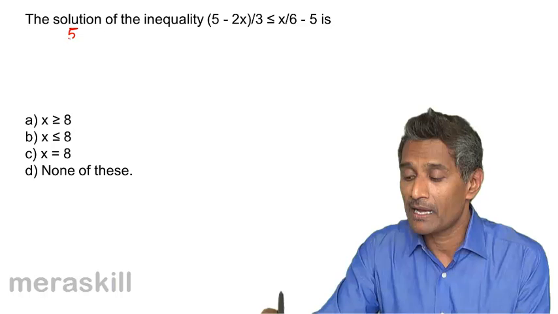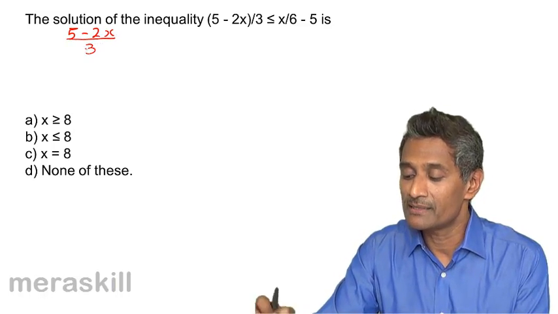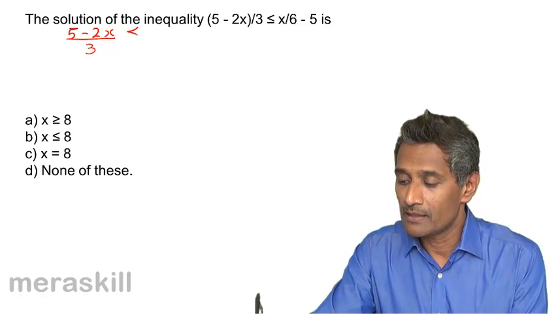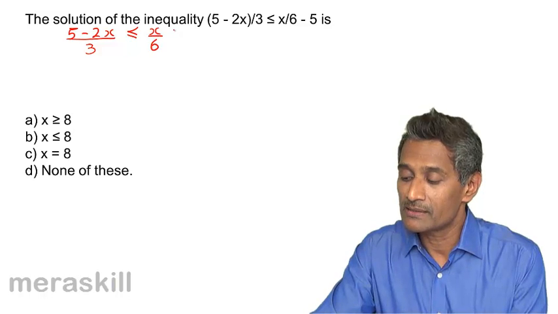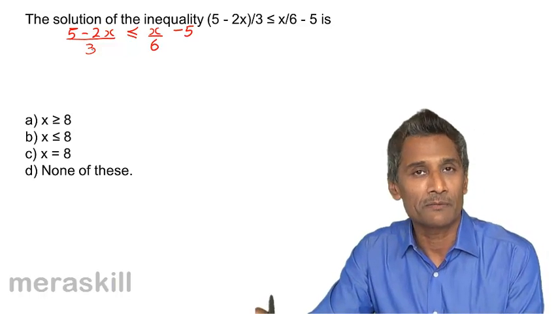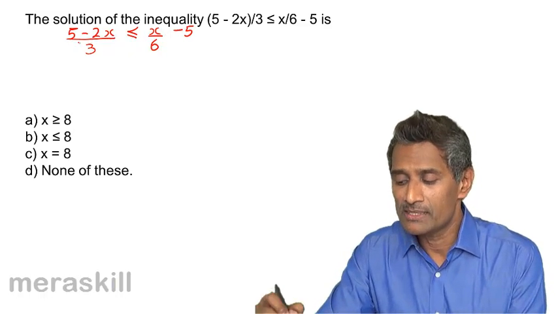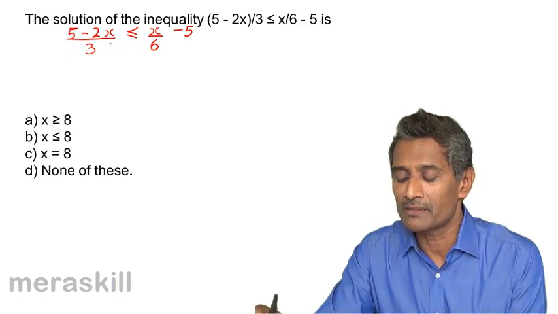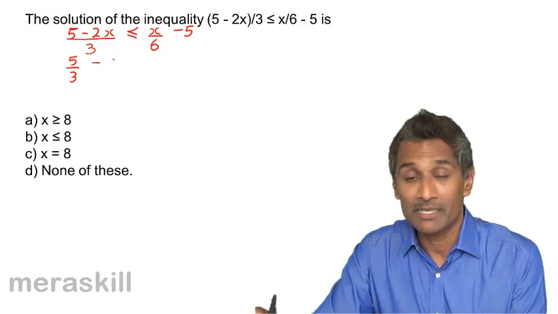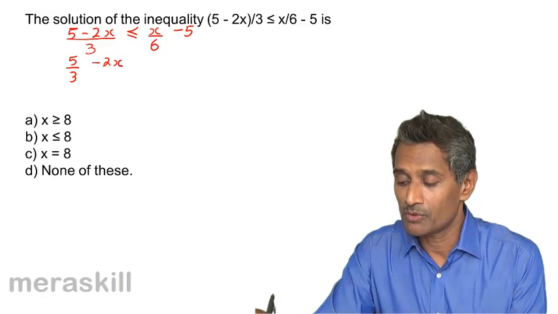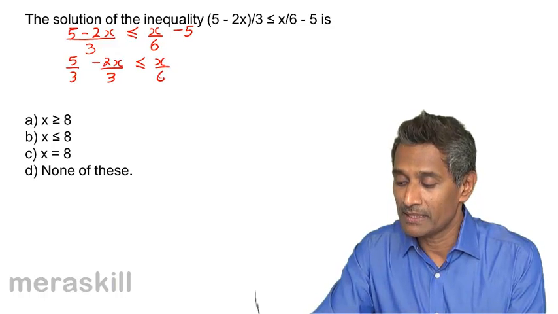So we have (5 minus 2x) divided by 3 is less than or equal to x by 6 minus 5. Which means, of course, that the left-hand side is either less than the right-hand side or it is equal to. So let's see how to solve this. First of all, let's make this simpler. So in the next stage, we have 5 by 3 minus 2x upon 3, we split up, less than x by 6 minus 5.